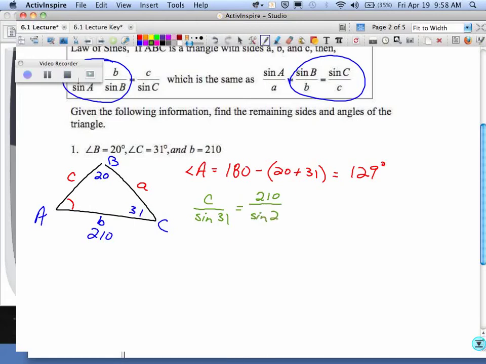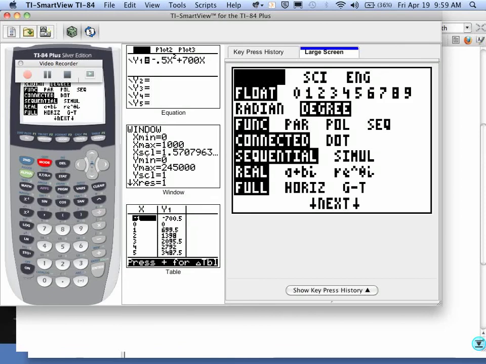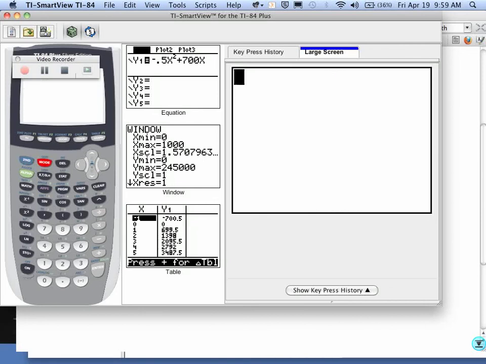Once you write that down, I do not need you to show me the work, because most of you are going to the calculator. So let's go to the calculator. We have degrees, right? Make sure your calculator is in degree mode. So, on the right-hand side, I had 210 divided by the sine of 20 degrees. I'm going to go ahead and do that.